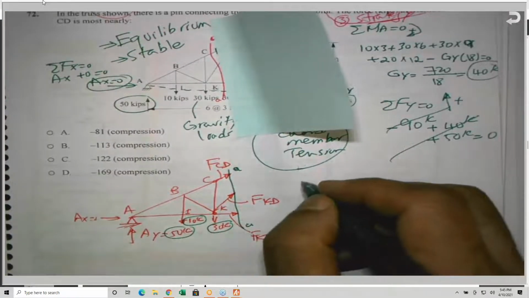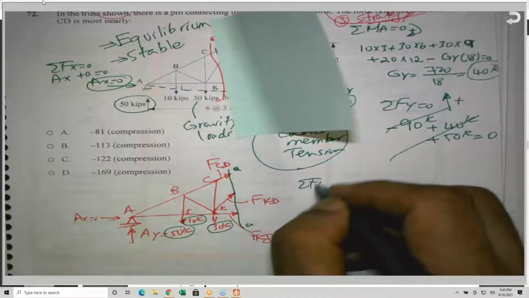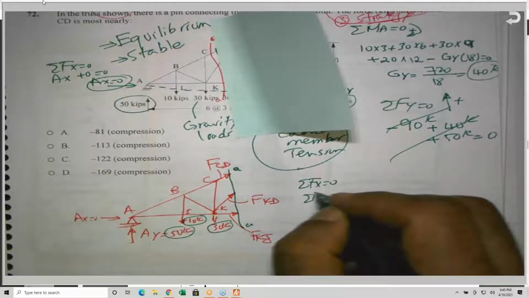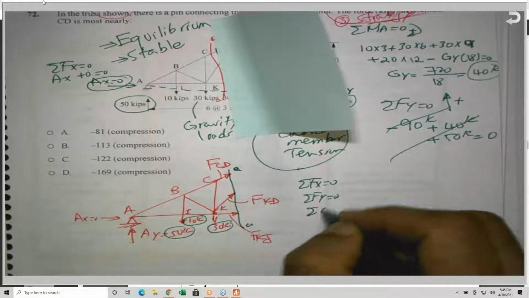Method of sections, we have 3 available equations: sigma force X equals 0, sigma force Y equals 0, and sigma moment equals 0.